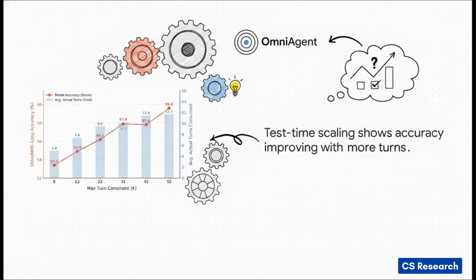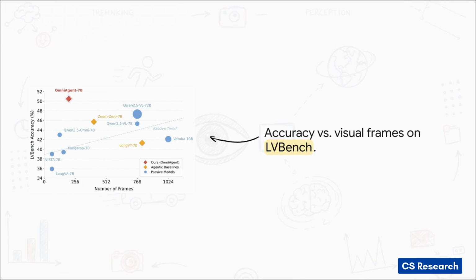But you also need to look at those blue bars. Those represent the actual average turns the model consumed to get the answer. Notice how, even when it is allowed a massive budget of up to 52 turns, the blue bars naturally flatten out and saturate around 11.7 turns. It doesn't just blindly use up compute because it can. It stops actively searching the exact moment it has gathered enough evidence to confidently answer the question. It's incredibly efficient.